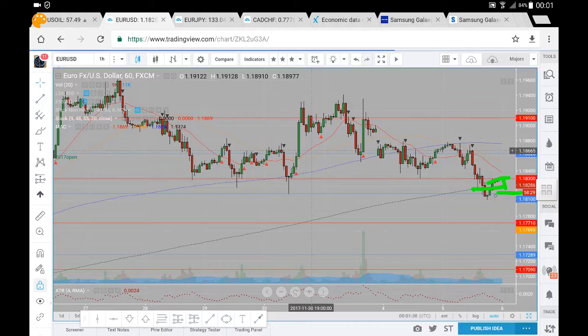1810 has been tested frequently, and more recently it's been tested again. If it does break down again, we'll likely see a break of 1810. We're looking for a move down to 1771, the next major level of support, as it is marked out here in red. A break from which we're looking for prices to head towards 1728, and beyond that, 1710.